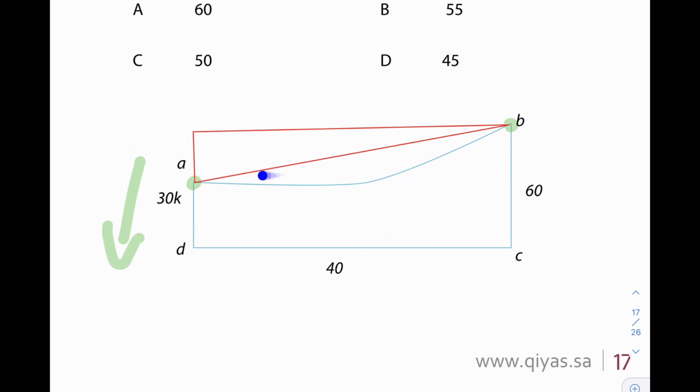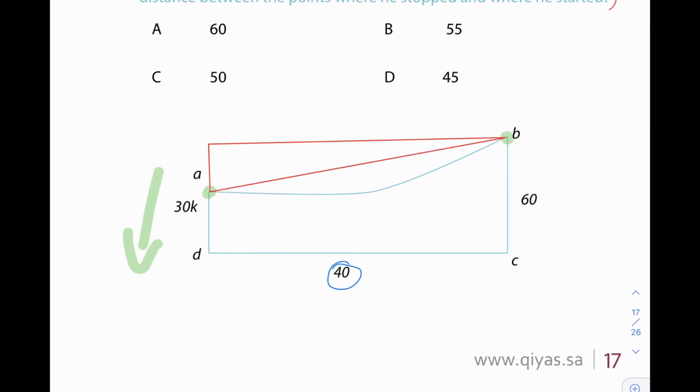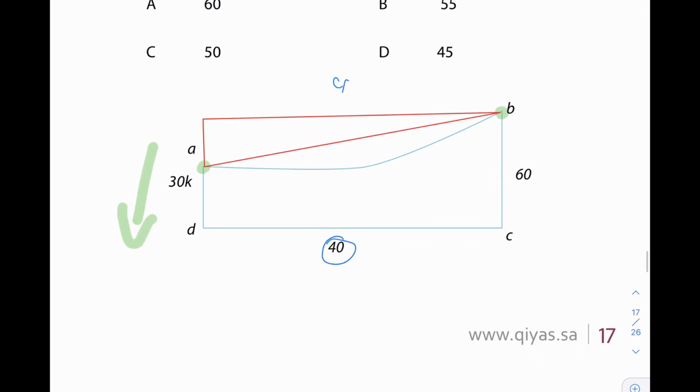We need to find this length over here, right? So this is 40, which means that this is also 40. And this whole thing is 60. And so this is going to be 30, because this is 30, so the rest of it is also going to be 30. And now we have a very important concept.